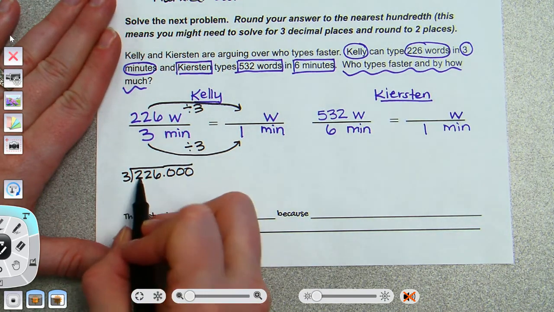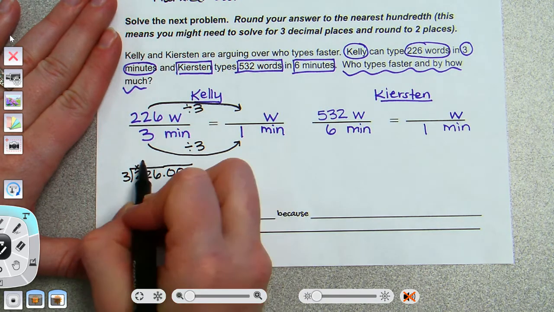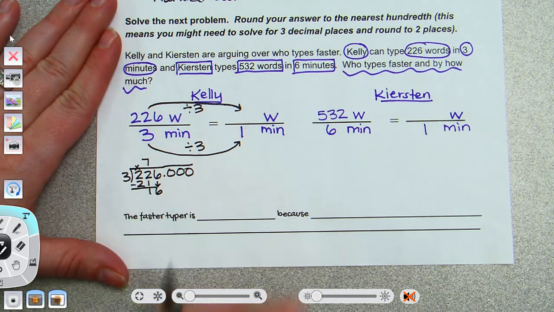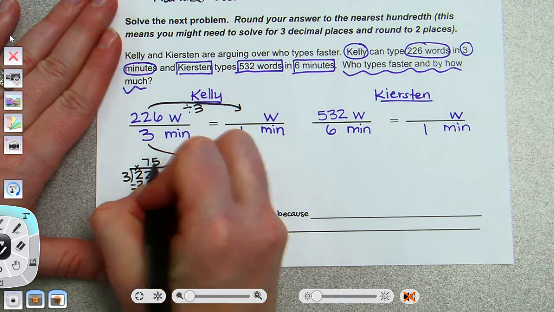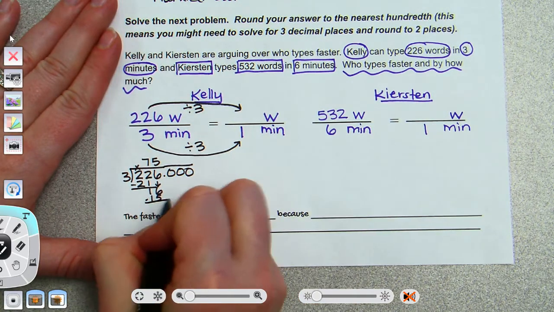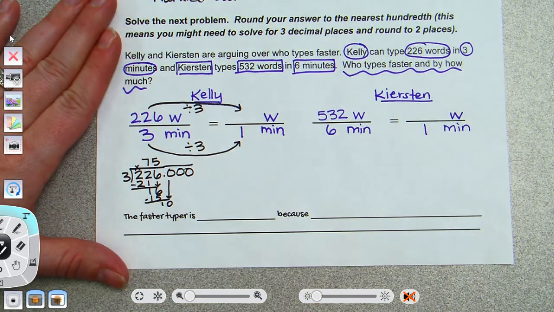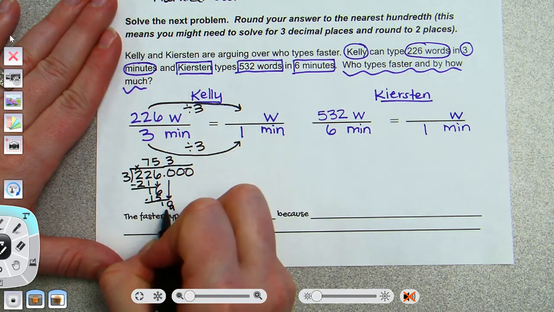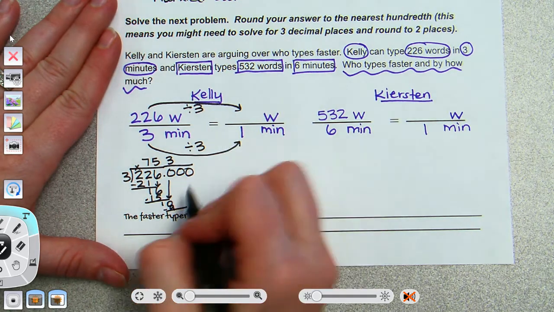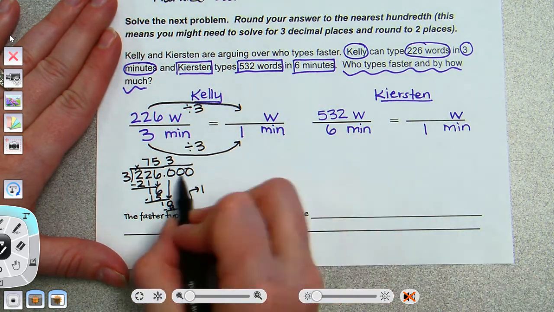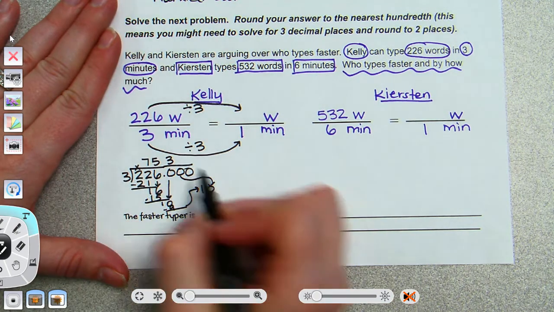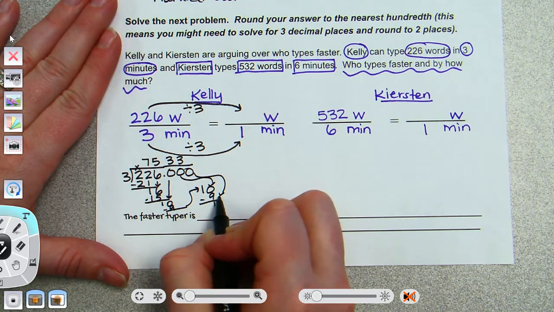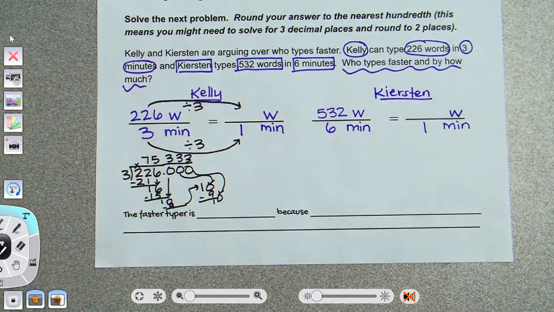Okay, 3 doesn't go into 2. 3 goes into 22 7 times. It's 21 with 1 left over. Let's bring down my 6. 3 goes into 16 5 times. That's 15 with 1 left over. Bring down my 0. 3 goes into 10 3 times. It's 9. We get 1 left over. So I'm just going to bring it over here. Let's bring down this 0 here. 10, okay, 3 times 3 again is 9. I'm seeing a pattern. We're going to bring down our 0. We get 10 again. It'll be 3 again. So I'm going to stop there.